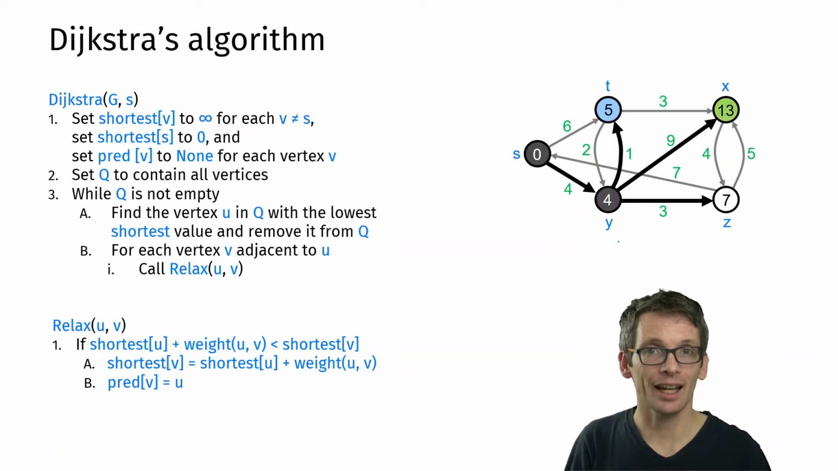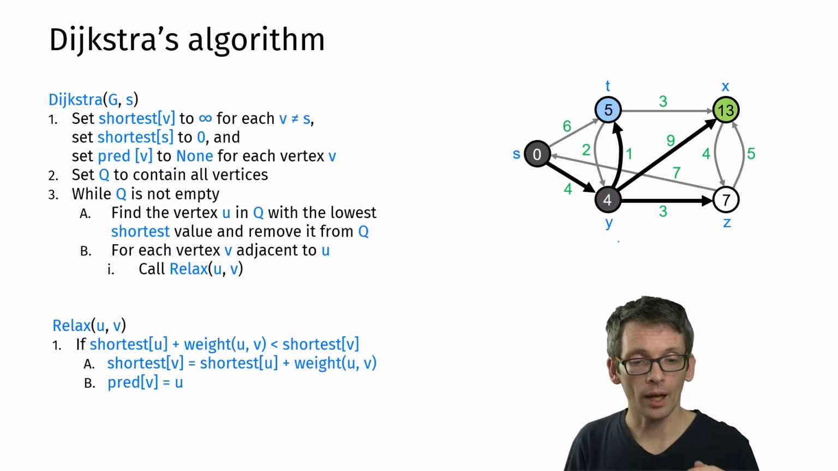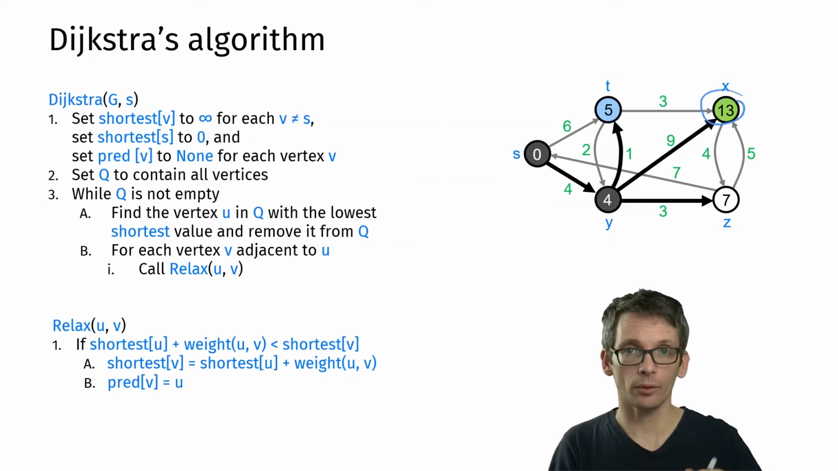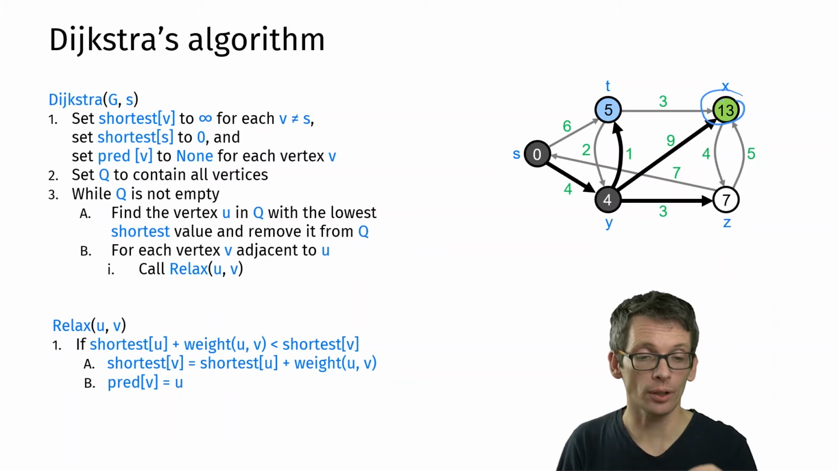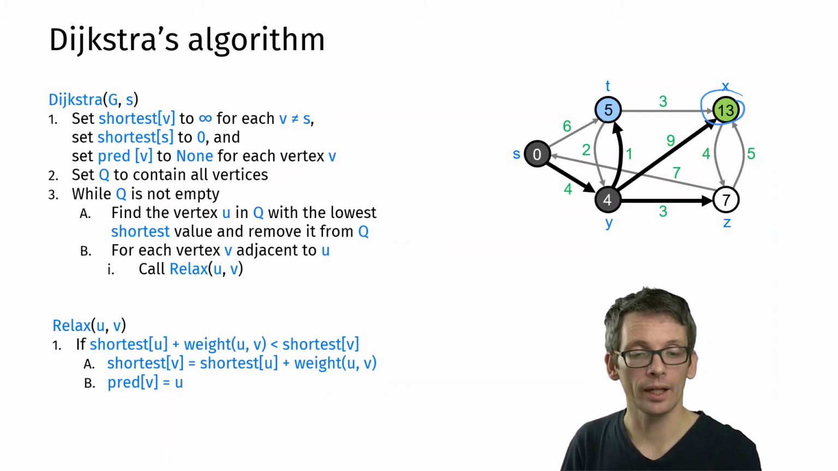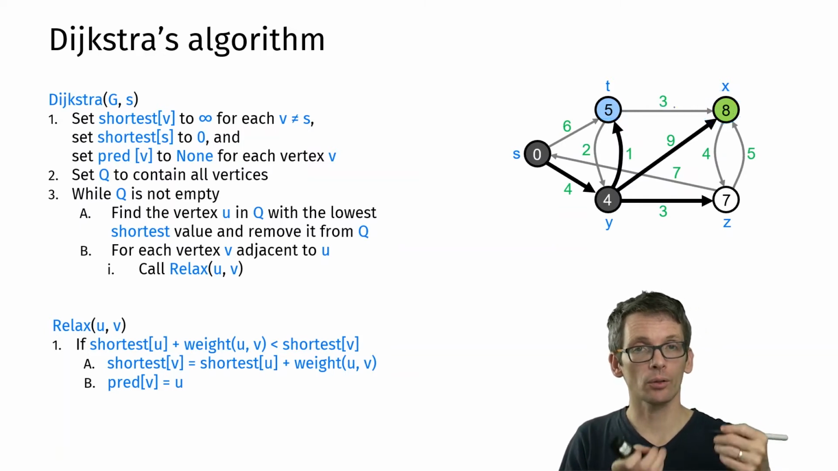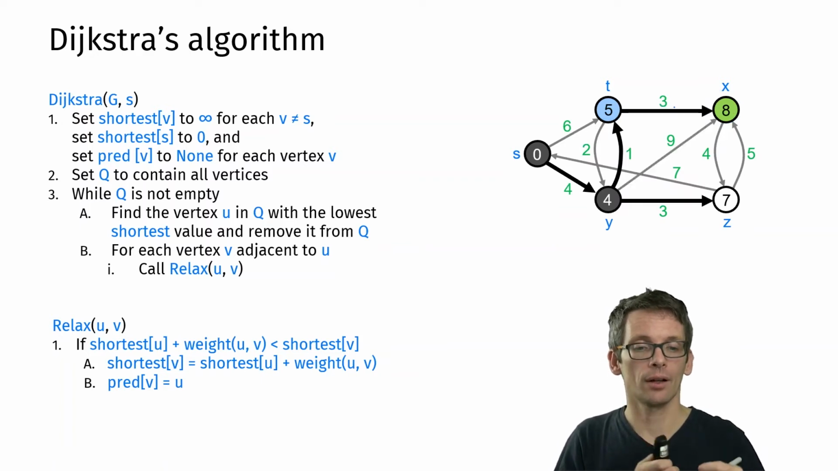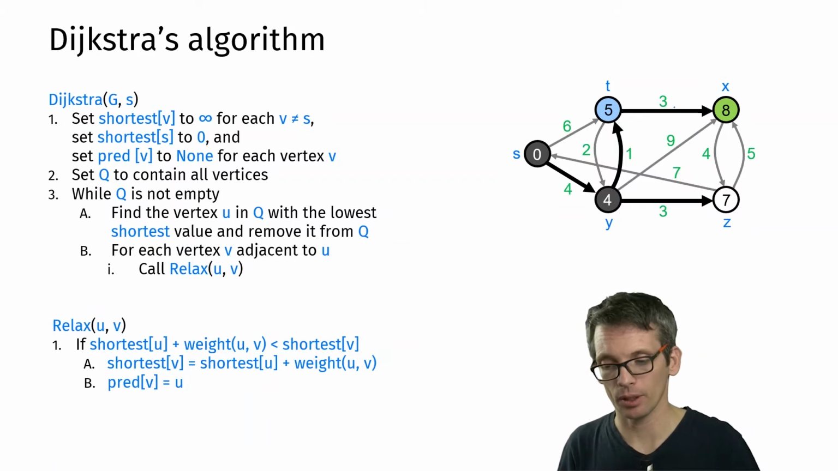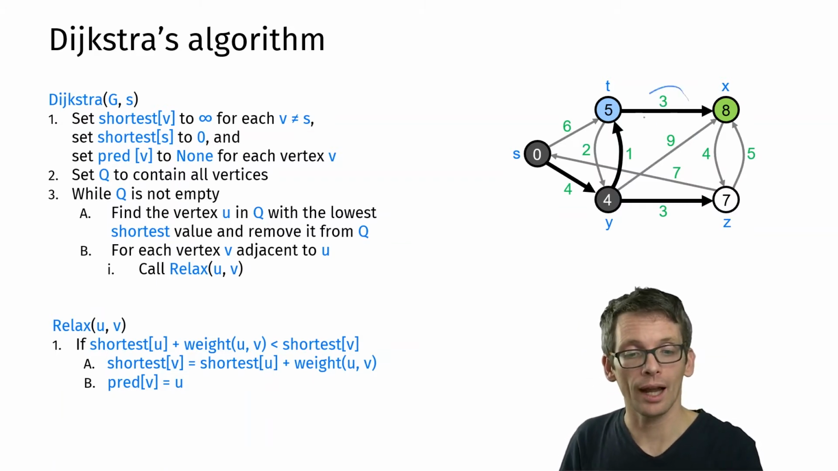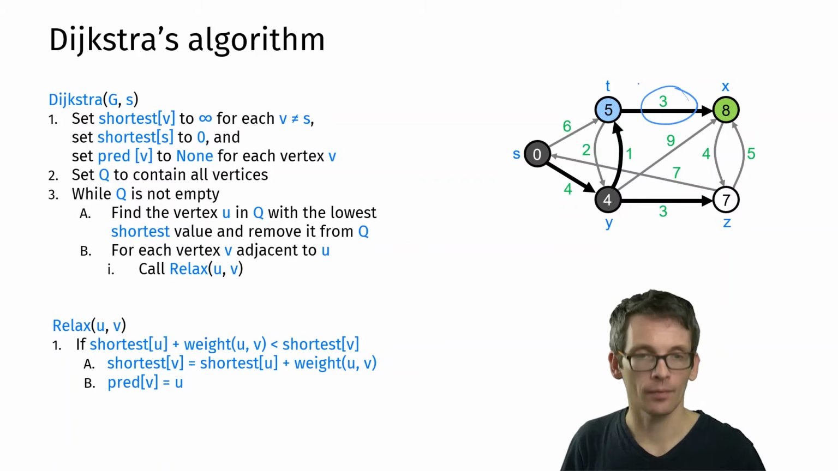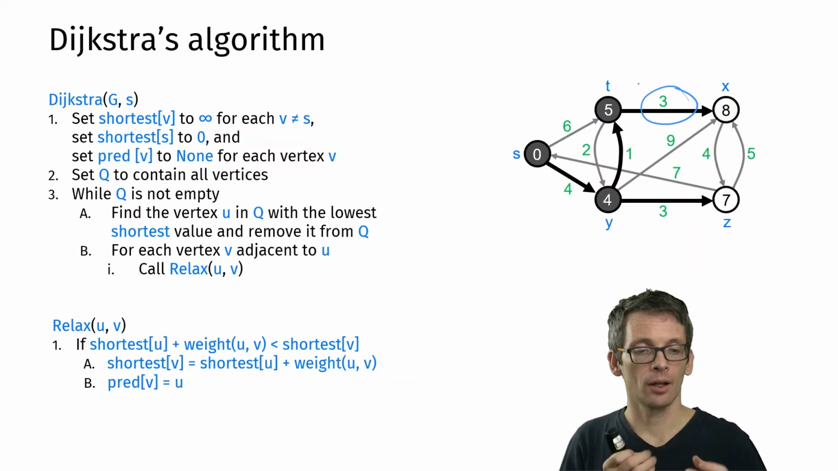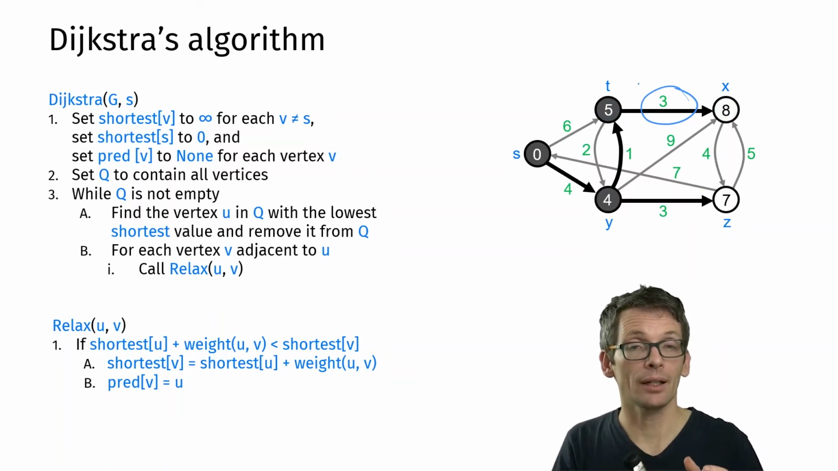Then t also has an edge to x. So now we have the case that so far the best path that we had for x had a length of 13, but via t we can get a path of length 5 plus 3, so 8. So we're going to update the distance to x to 8, and we're going to take t as predecessor. So we successfully relax this edge. Now we're done with t. Z and x remain in the queue.